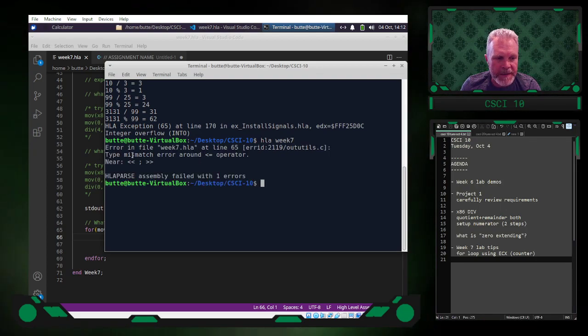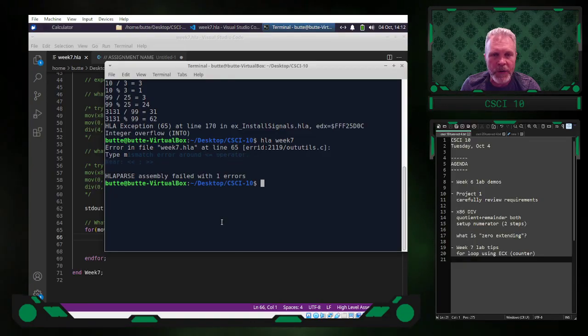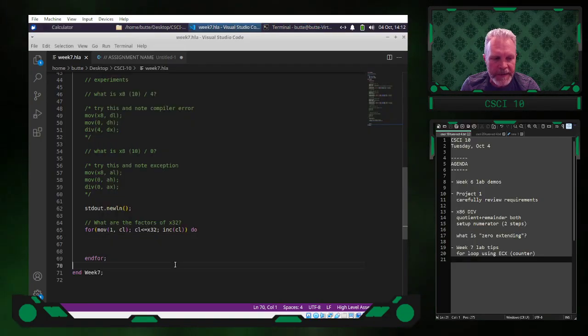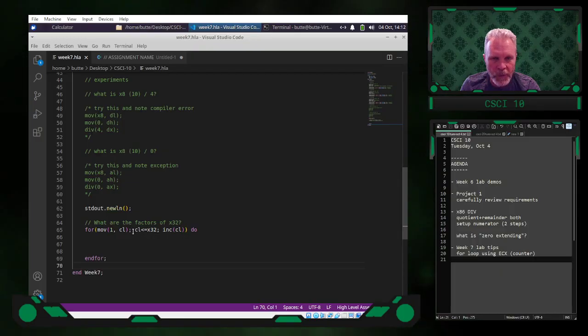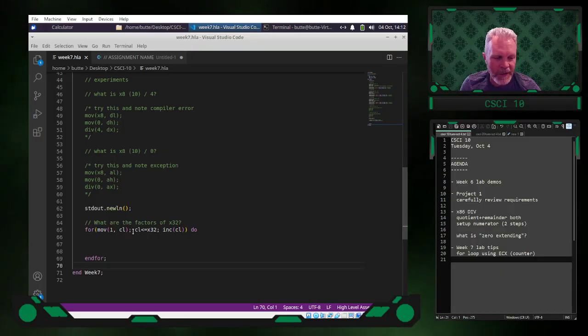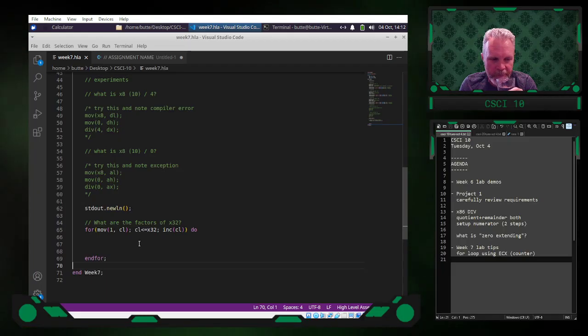All right, so it says type mismatch around the less than or equal operator. So that is pretty darned obvious. So does someone in chat want to tell us all what's wrong with my for loop, my counter choice?